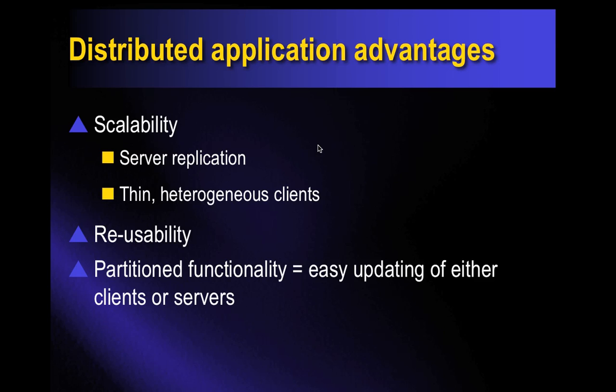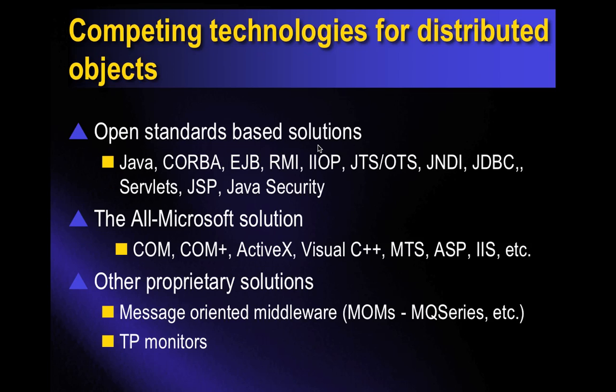So the distributed application advantages to using this: scalability, server replication, thin, heterogeneous, which means they're coming from different types of clients that all can connect together, reusability, partitioned functionality, and easy updating. Either clients or servers are pretty easy to update.